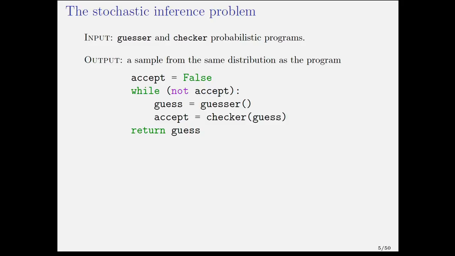And then we take that guess and we hand it over to the checker. The checker is Boolean valued. So we write that to this variable accept, and then we repeat this loop over and over and over until we get a guess that is accepted by the checker. And then that guess that was accepted, that's the output of this program. So this is a computation that captures Bayesian statistical inference. Rejection sampling? This is exactly rejection sampling. Or guess and check. Statistical inference.